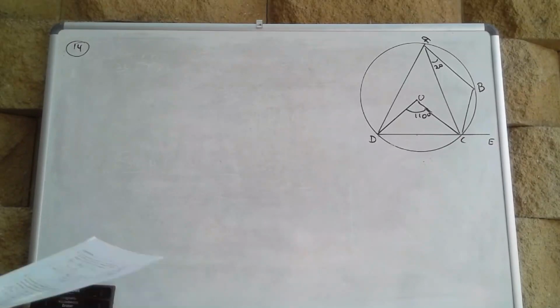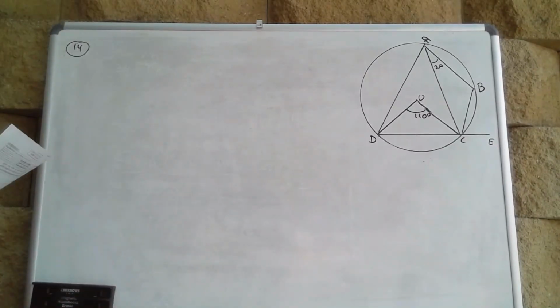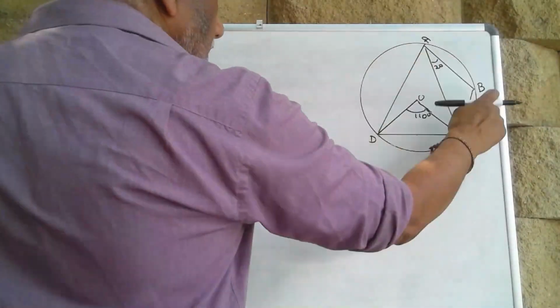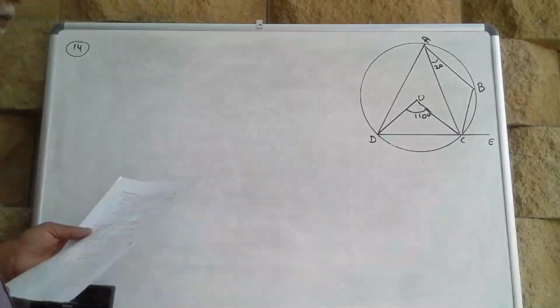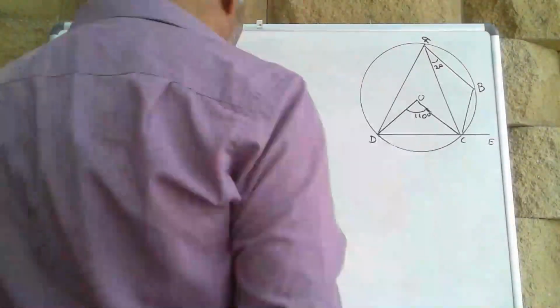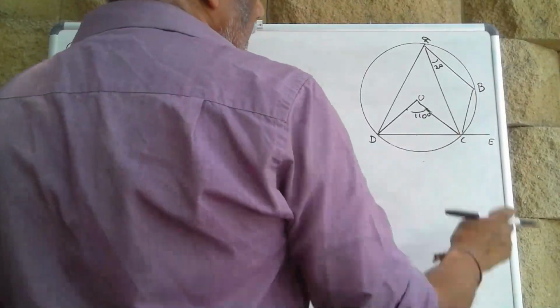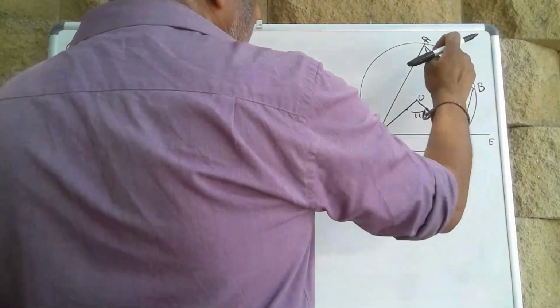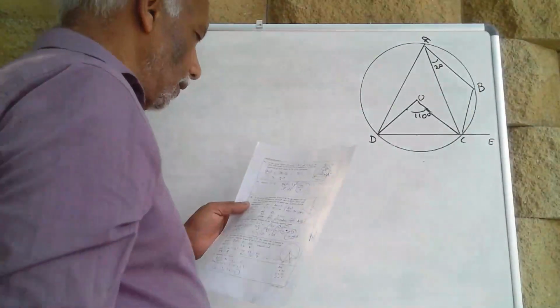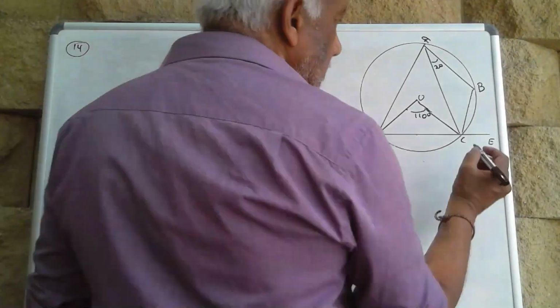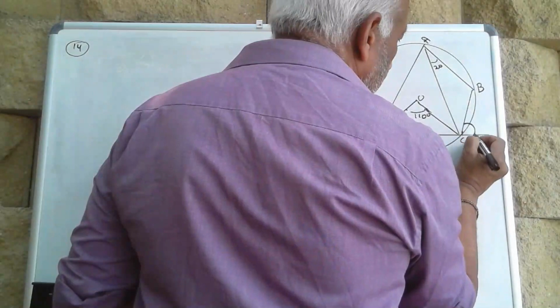Question 14. In the given figure, it's a circle. A, B, C, D are points on the circumference. The DC is extended to E. Angle DOC is given as 110 degrees and BAC is given as 20 degrees. So they want us to find the angle BCE. This is the angle they are looking for. I'm going to call it x.